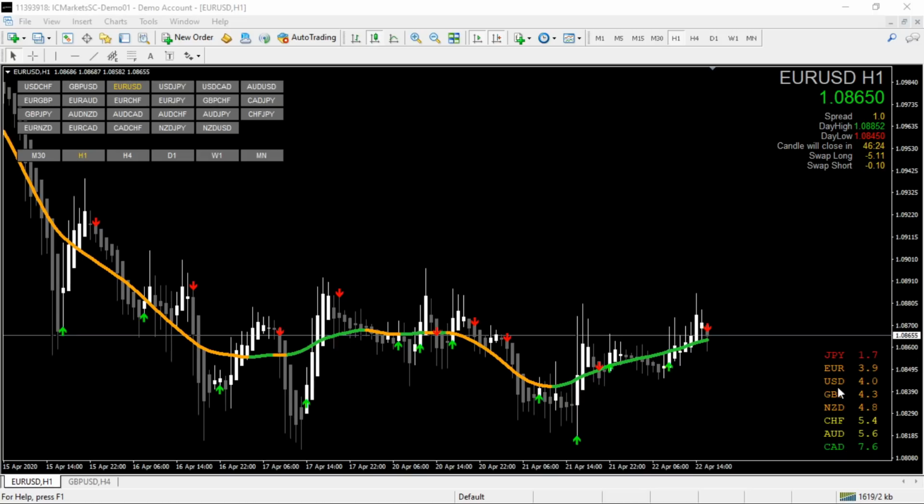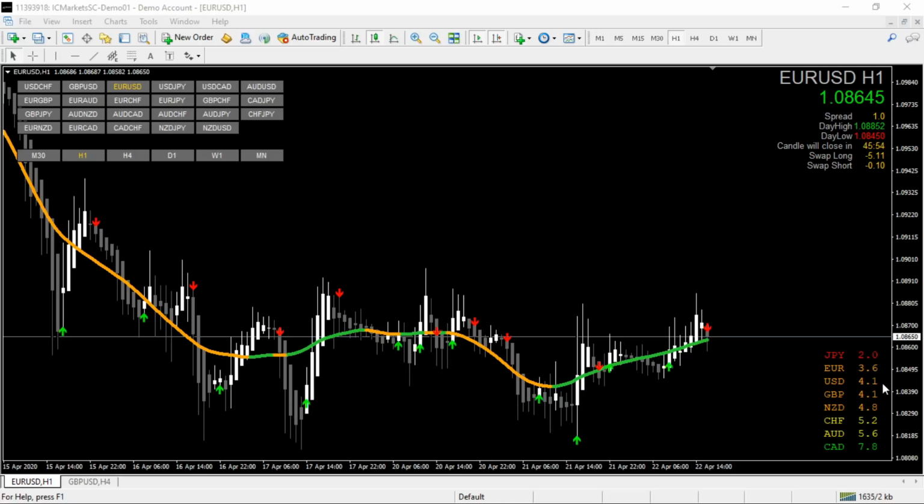It is important that when you are trading with this system, try to select a currency pair that has a strong and a weak currency. That is because it will help you to identify a strong trend in the market, and it will give you more trading opportunities to open a trade. For example, if you pick a currency pair that has similar strengths, like in this case USD and GBP, you can see it has similar values.